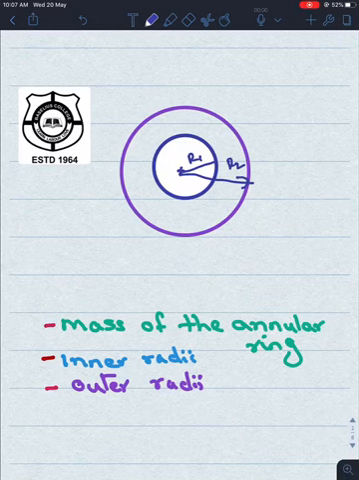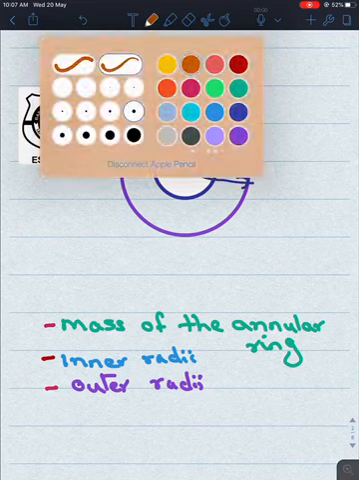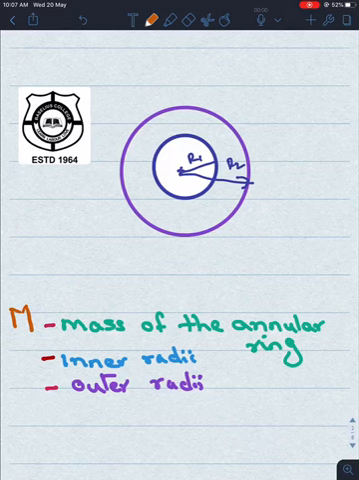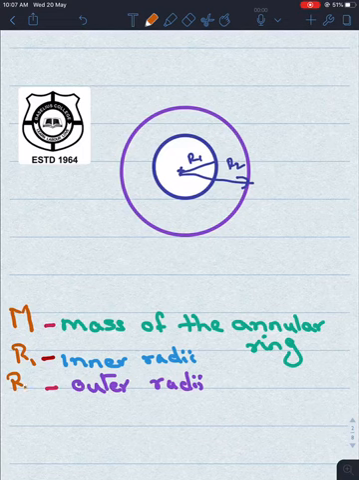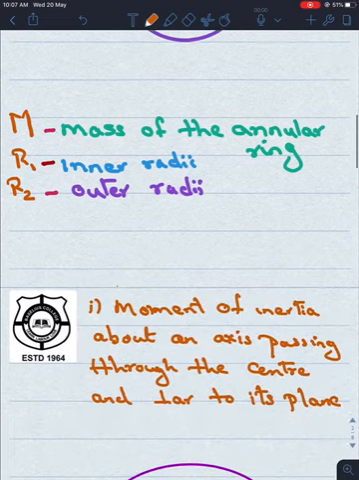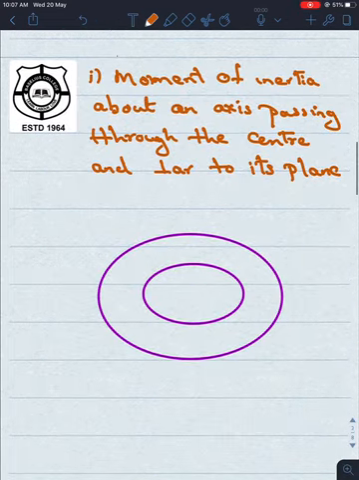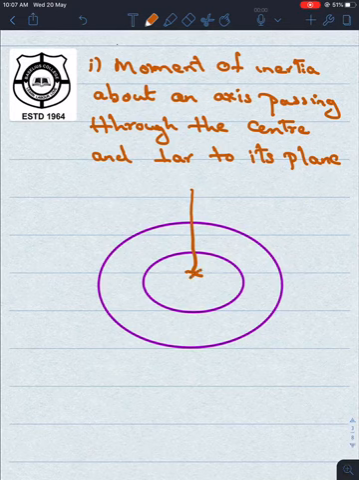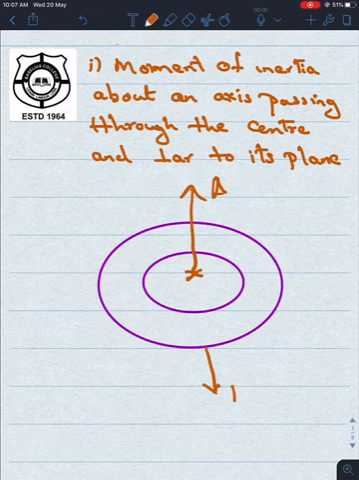So we have to assume certain things. Let's assume that M is the mass of the annular ring. As said above, R1 is the inner radius and R2 is the outer radius. Our aim is to find the moment of inertia about an axis which passes through the center. Let's call it the AB axis. And it shall also be perpendicular to this plane.